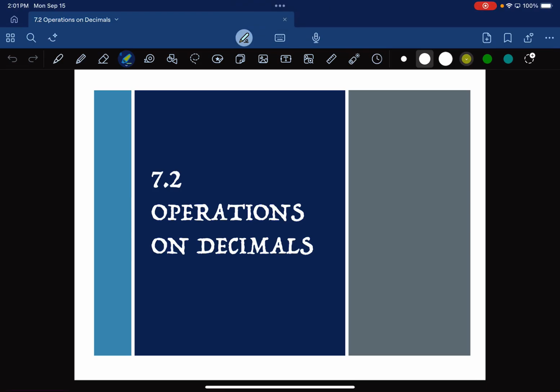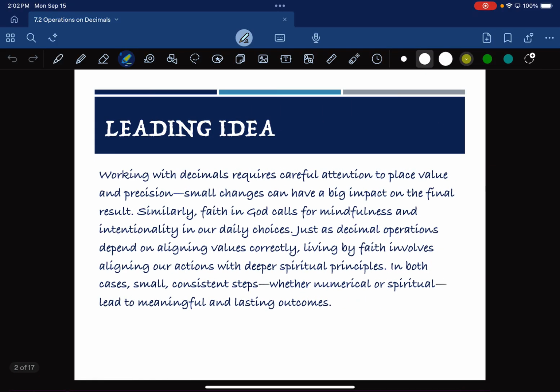All right, section 7.2. Today we're going to take a look at operations on decimals. We're talking about your standard operations: addition, subtraction, multiplication, and division. And we're going to see some throwbacks to chapter 6 and the connections back there, much like we saw in 7.1 when we looked at how we decide if a decimal is terminating or not. So we're going to have some of that going on too.